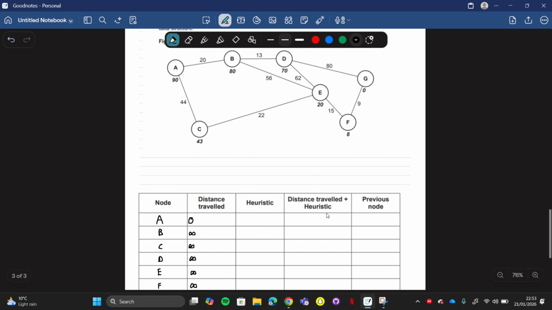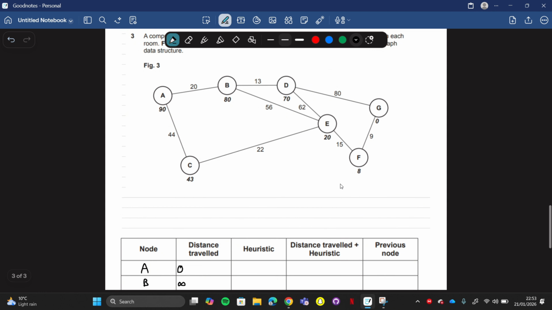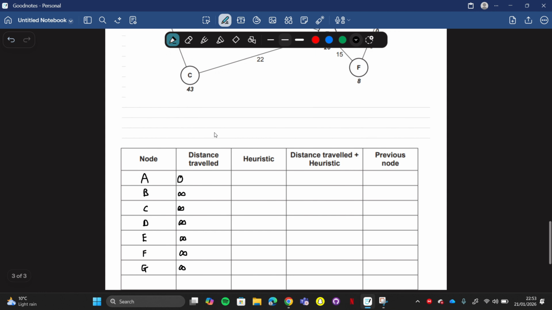Here is the question, so if you give that a read, we're obviously given all the heuristics and all that good stuff here, and we're given all the arc weights. This is the exact same thing as Dijkstra, except we now have heuristics, which I of course forgot to write in. So let's do that together.